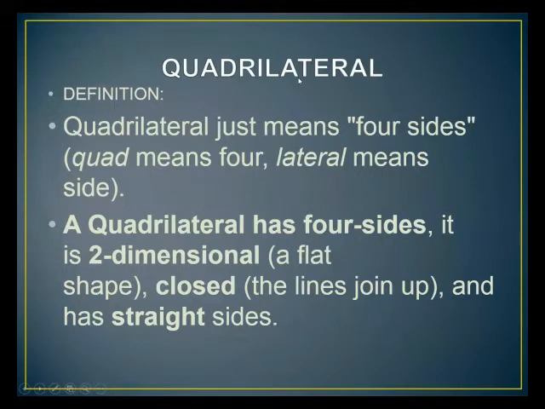So quadrilateral, first we recall what is a quadrilateral? Quadrilateral just means four sides. Quad means four and lateral means sides. A quadrilateral has four sides and it's two-dimensional. Two-dimensional means it has length and breadth, or we can say that a flat shape is always two-dimensional. And it is closed, meaning the lines are joined up, there is no opening between the space, and it has straight sides. So that is the definition of a quadrilateral.